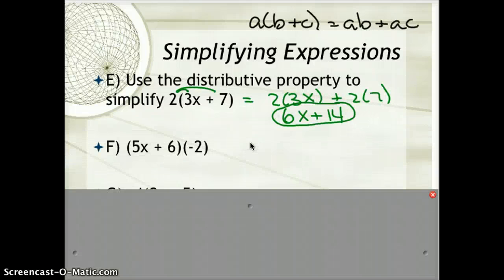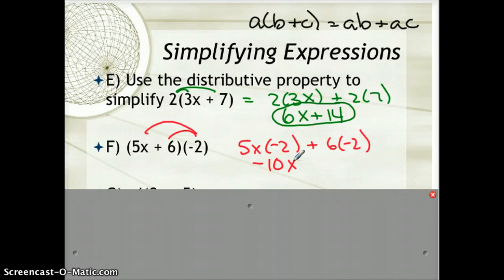Okay. When we look at this one, 5x plus 6 times negative 2, even though the negative 2 is at the end, it's still what's multiplying both things. So we could write this as 5x times negative 2 plus 6 times negative 2. And I would just multiply this out. So 5x times negative 2 is negative 10x. Plus 6 times negative 2 is negative 12. So you can write negative 10x plus negative 12, or you can write it as negative 10x minus 12, because remember, adding a negative is just like subtracting a positive. This one has one fewer sign, so I like it as my final answer.